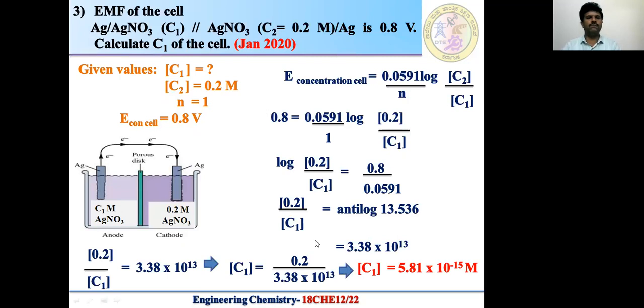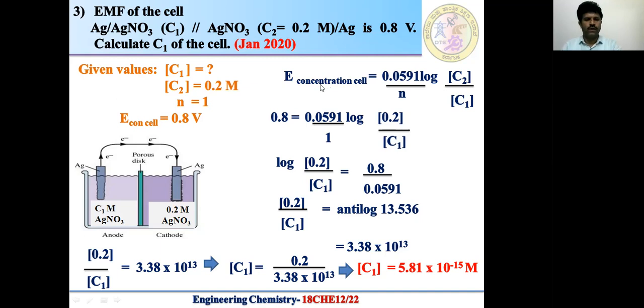So let's move to problem number 3, which appeared in the 2020 January question paper. EMF of the cell Ag | AgNO3 of concentration C1 || salt bridge || AgNO3 of concentration C2 is equal to 0.2 molar | Ag is 0.8 volt. Calculate C1 of the cell. It's similar to the earlier problem. The given values are C1 to be determined, C2 is 0.2 molar, value of N is equal to 1, and EMF of concentration cell 0.8 volt.